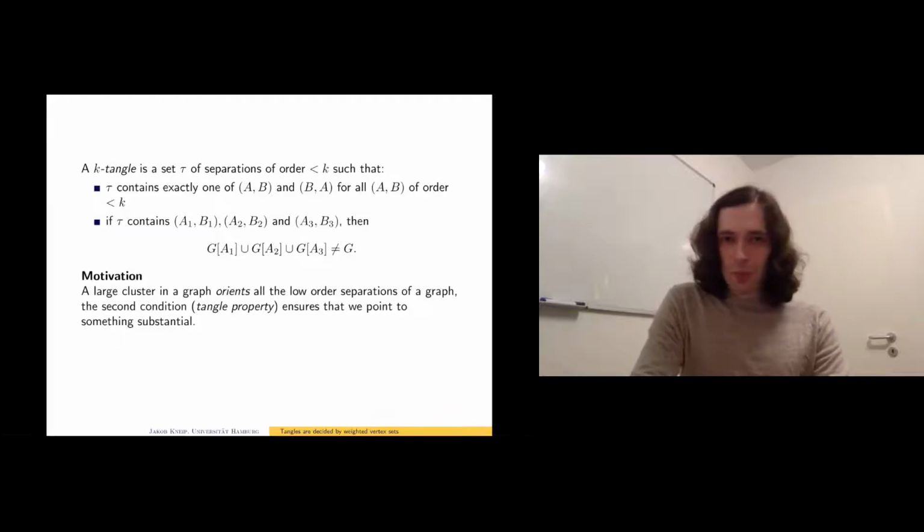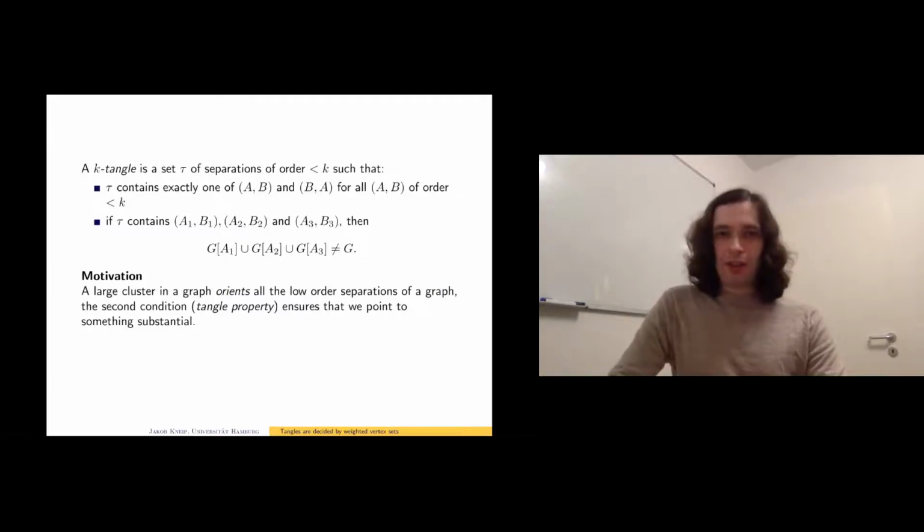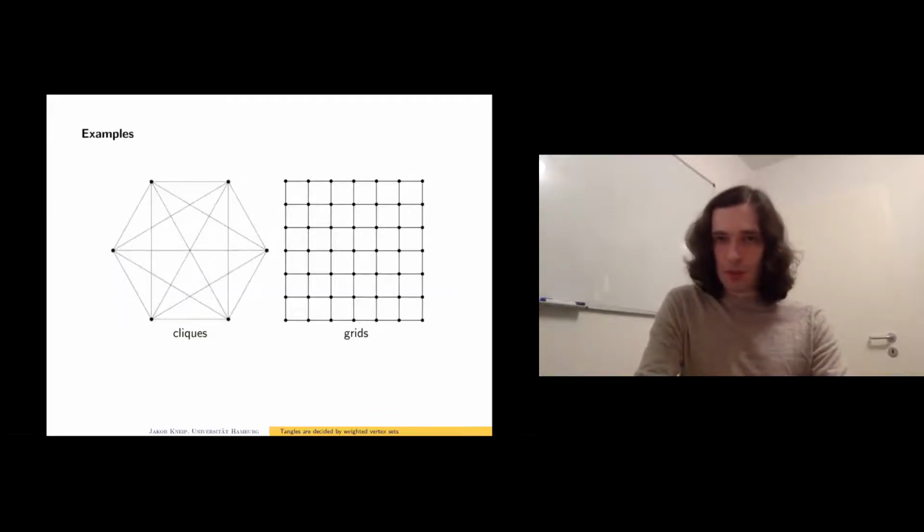The second property of the tangle, which we call the tangle property, that no three small sides cover the graph, is there to ensure that the tangles that you do get in a graph hopefully really do come from some substantial dense region in the graph. Let me illustrate that with two examples.